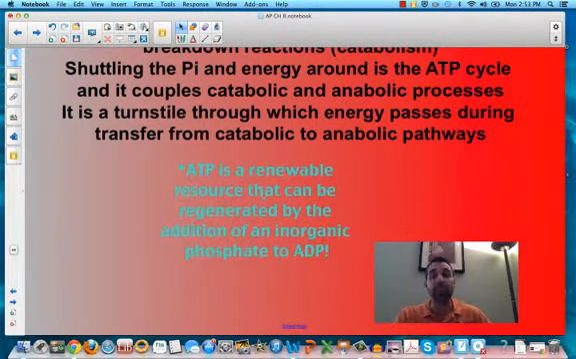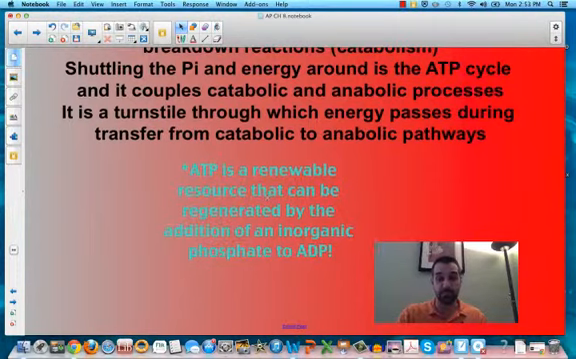ATP can couple exergonic and endergonic reactions because ATP itself undergoes endergonic synthesis and exergonic catalysis. ATP is a renewable resource that can constantly be regenerated. These are the molecules that are cycling in the ATP-ADP cycle, so that energy can move one way through.